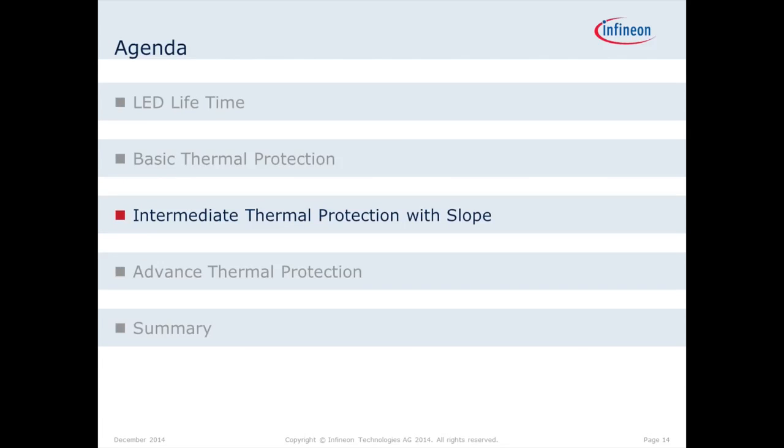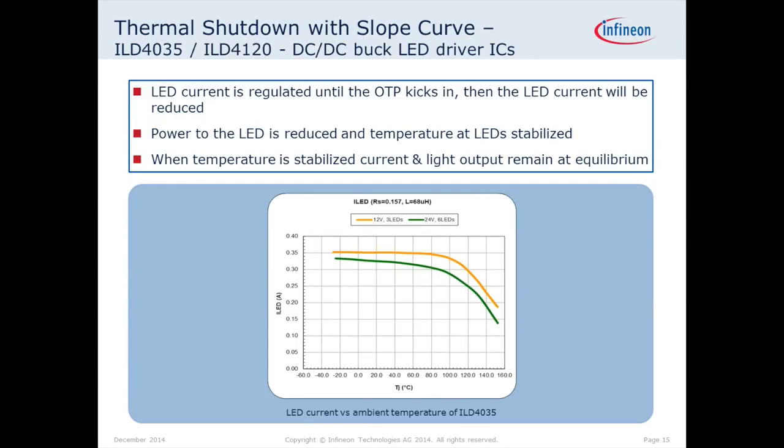Let's come to the third section, intermediate thermal protection with slope, which already addresses some of the topics we've seen in the basic thermal protection. This thermal protection with a slope curve has been implemented in DC-DC buck LED driver ICs. Here we are usually dealing with high power LEDs, meaning 350 milliamp drive current and above. You can see in the curve that the problem we just discussed is addressed. There is no negative thermal coefficient until a certain temperature point where it gets critical.